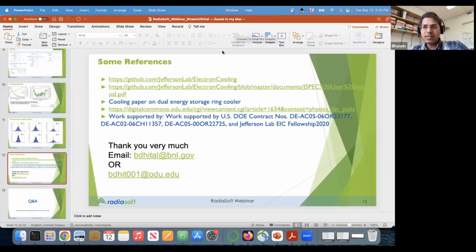So I just played with those numbers, taking some reference from the single energy storage ring cooler at BNL, and that 2.5 meter in horizontal and 0.5 meter in vertical did a great job. So I use those numbers.